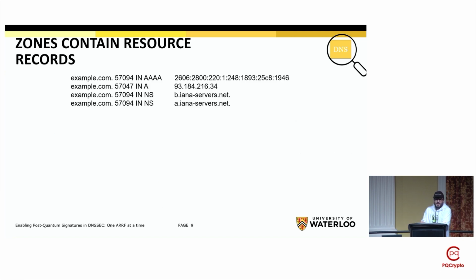This is what a really simple zone looks like. The big takeaway is it's a bunch of key value pairs. So you get a label. They're all the same here, example.com. And then you have types. So the quad A record at the top is an IPv6 address. The single A record is an IPv4, and then we have two records that say these are the name servers responsible for this zone.